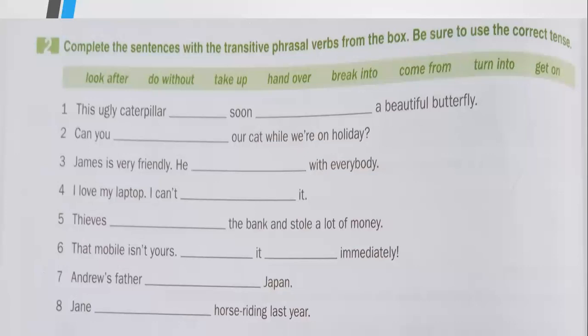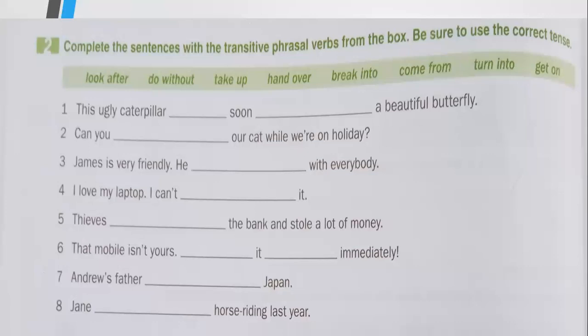Break into بمعنى يسطو على. Come from بمعنى يأتي من الأوريجين. Turn into to change بمعنى يتحول. Get on with هلا هاي انتبه عليها. Get on with تيجي بمعنى to be friendly or sociable with others.